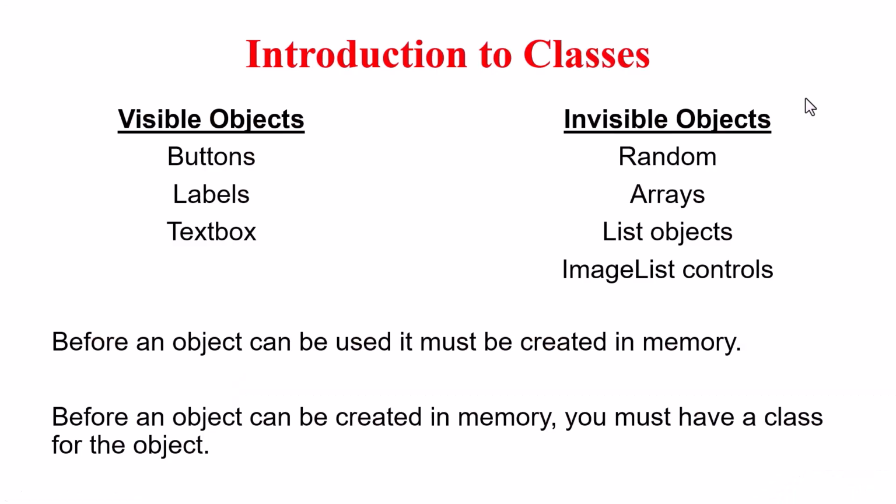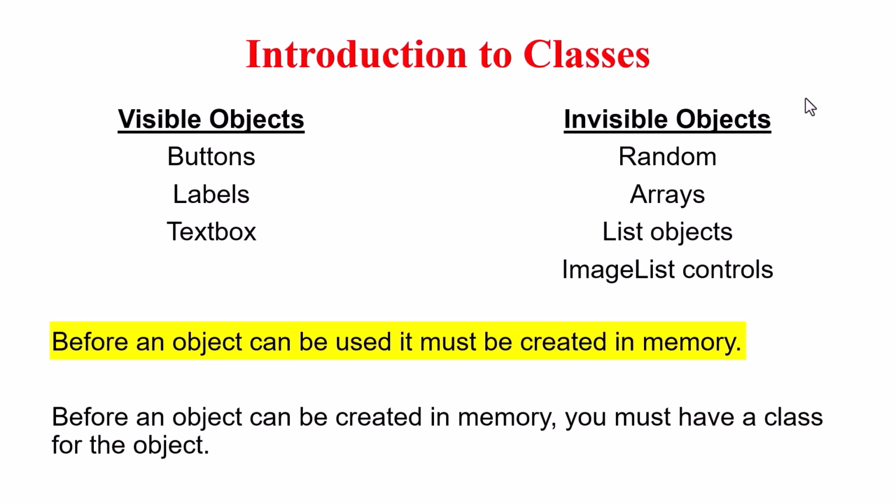So far, we've looked at buttons, labels, text boxes. Those are visual objects we've actually used. And we've used invisible objects as well. We've used the random number generator, arrays, list objects, image list controls. All those things had to be created from a class that was given to us in Visual Studio. They've already been prepared, so we're able to use this kind of stuff. And we created instances of those things to make it work.